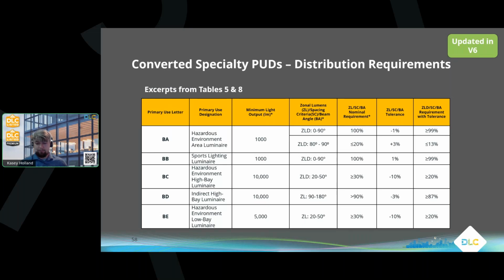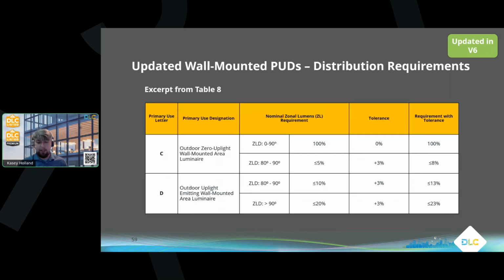or other considerations for these product types. Now let's take a look at the new distribution requirements for the zero uplight and uplight emitting wall-mounted luminaires.